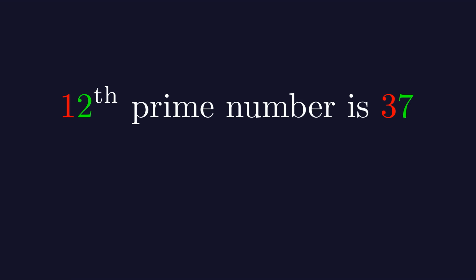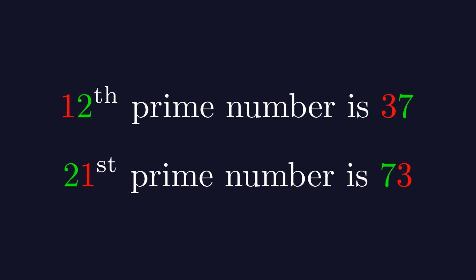Prime numbers are integers that are divisible only by 1 and themselves. The 12th prime number is 37. And if we swap the digits, we get that the 21st prime is 73, which is also true.